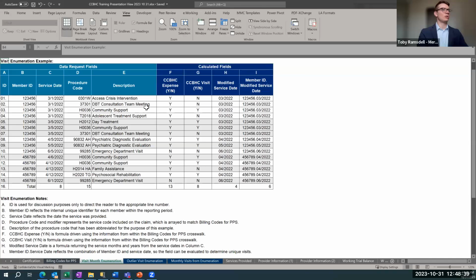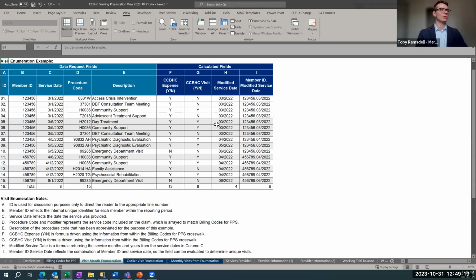So for standard visit enumeration, what we'll be looking for is: is there a service code that triggers a CCBHC service? In looking at this, I've got some sample EHR data. That's what my light blue fields are. So, when you're preparing your cost reports and enumerating your visits, you'll want to make sure that your EHR data has some general fields, such as the patient ID, member ID, service date, procedure codes, and the description of the service. And then you'll have to do some calculated fields as well.